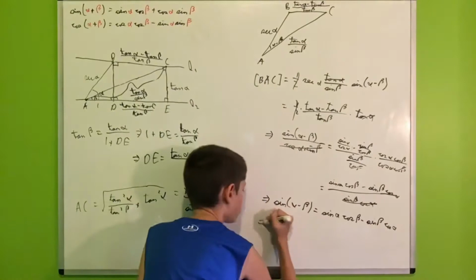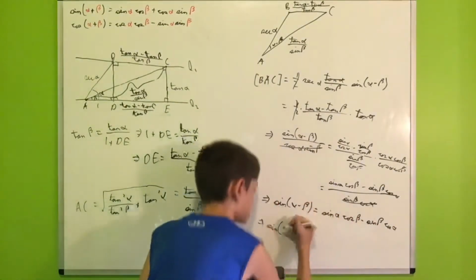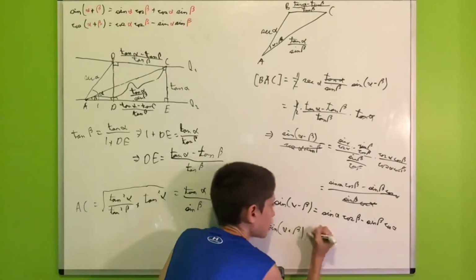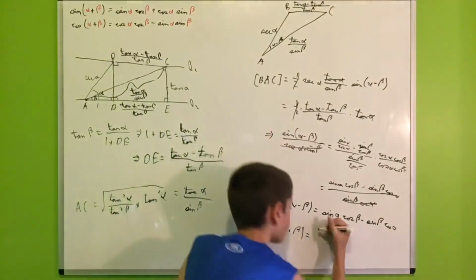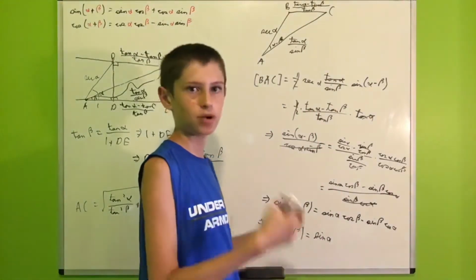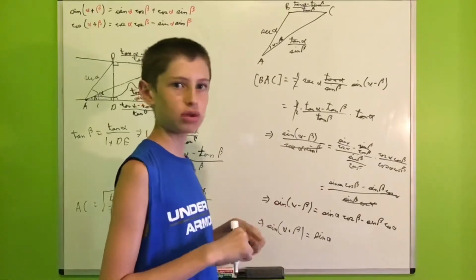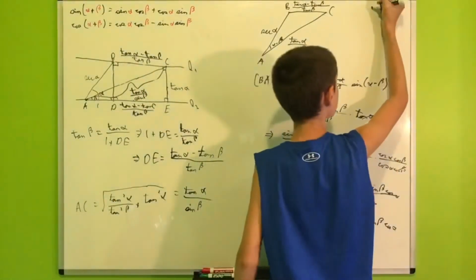So we'll be left with sine of alpha minus beta, which is alpha plus beta. And here we will have sine alpha times the cosine of negative beta. But what is the cosine of negative beta? To do that, I would like to take a look at the unit circle.